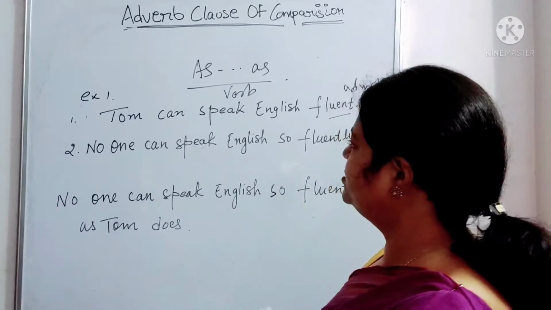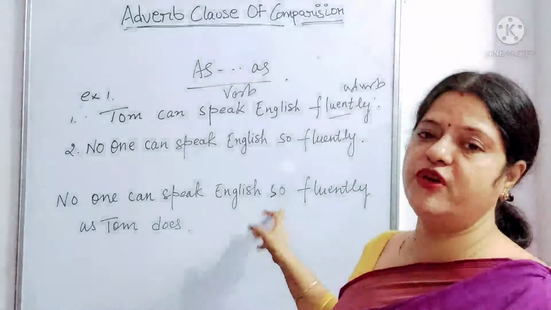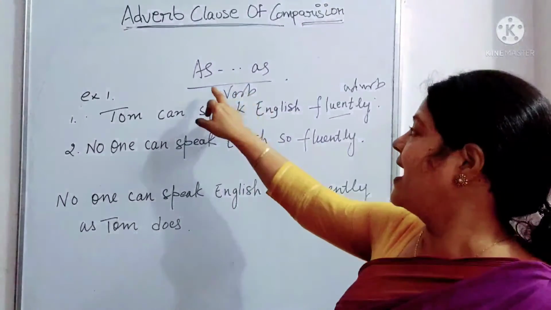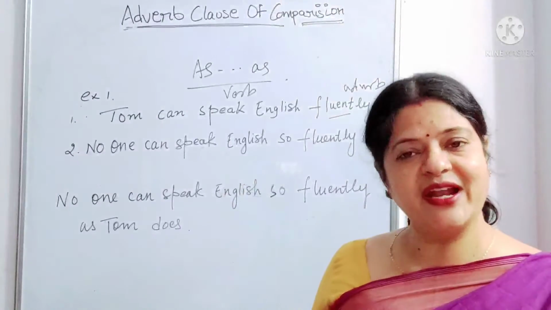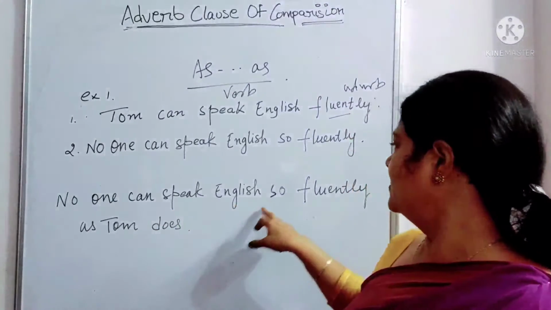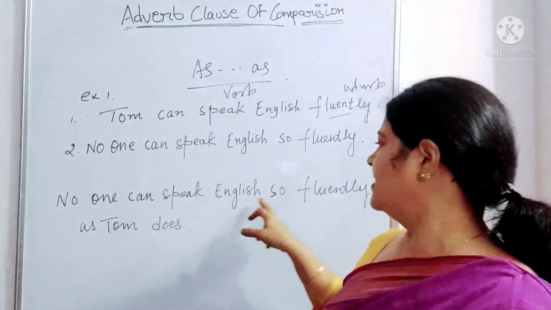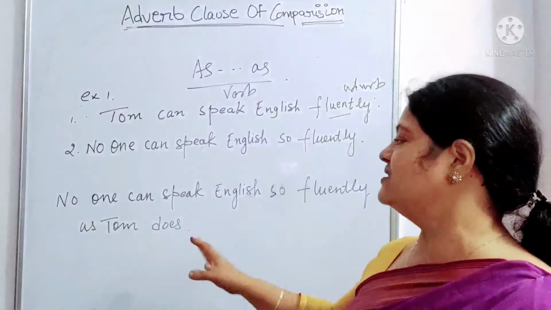Since we see that this sentence is negative, and as I told you, "so" can be used for negative sentences, and "as" can be used for negative and affirmative both. So: No one can speak English so fluently as Tom does. No one can speak English as fluently as Tom does.